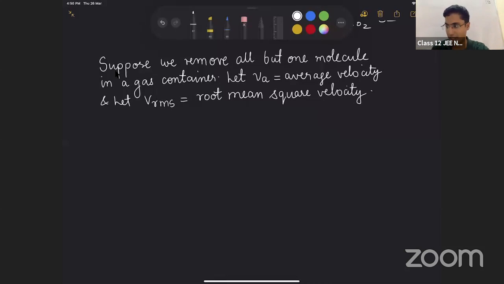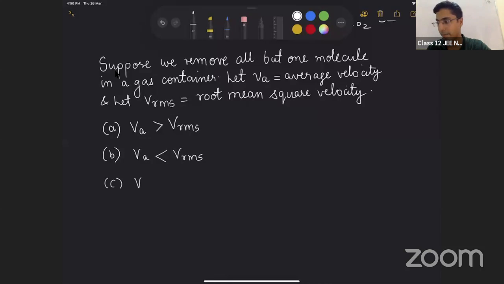Now my question to you is, there are three options. VA is greater than Vrms. VA is less than Vrms. VA is equal to Vrms. In fact, let me give you a fourth option also. Can't say. Okay, I'm going to start the new poll. Think of this. There's no calculation required here actually. You just have to think, and answer.